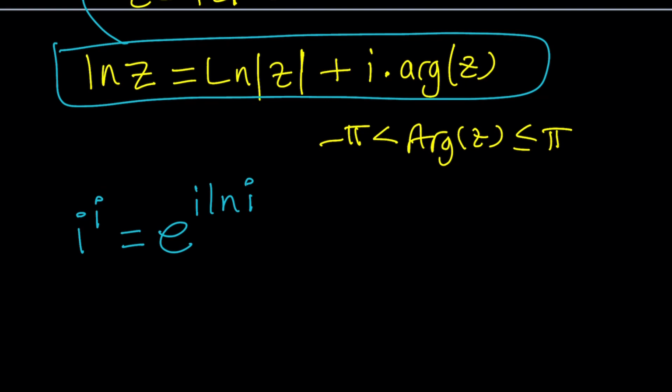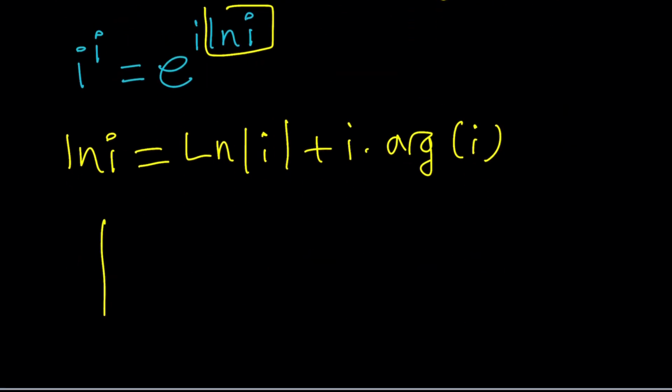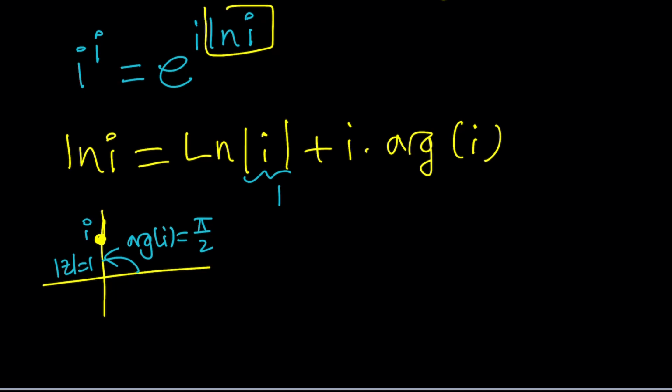First of all, we're going to find ln i so that we can plug it in here. And to find ln i, obviously, we're going to use the definition. What was the definition? The ln of the absolute value of i plus i times the argument of i. As you know, i is 0 plus i, so when you graph it, it's going to look like this. The absolute value is going to be 1, and the argument is going to be pi over 2. Great. So that's what we need. So this is going to be 1, and this is going to be pi over 2, right?